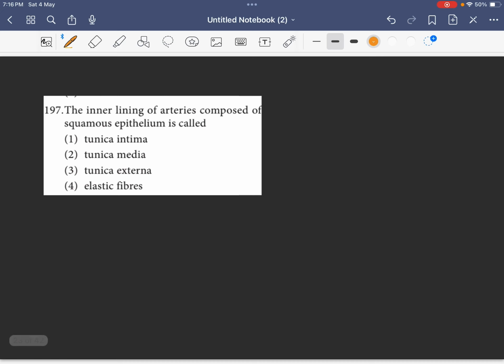The inner lining of arteries is composed of squamous epithelium, so it is called the tunica interna, right? Intima. So your answer is 1.